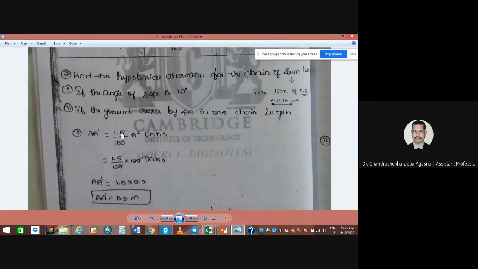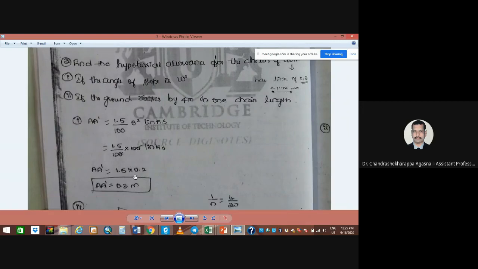Here is that 1.5, 100. What is theta? 100 in the sense that's your theta squared. 10 multiplied by 10 is 100 links, and you can cut out the 1.5 links. So altogether you will get a dash equal to 0.3.